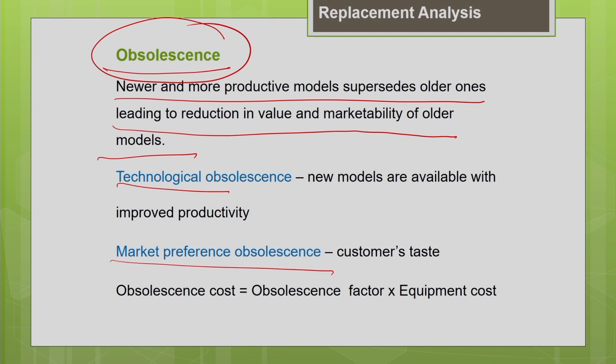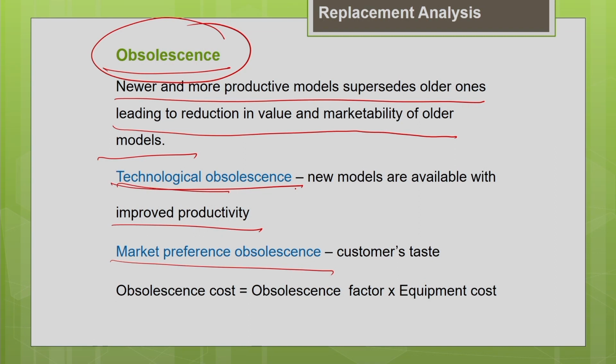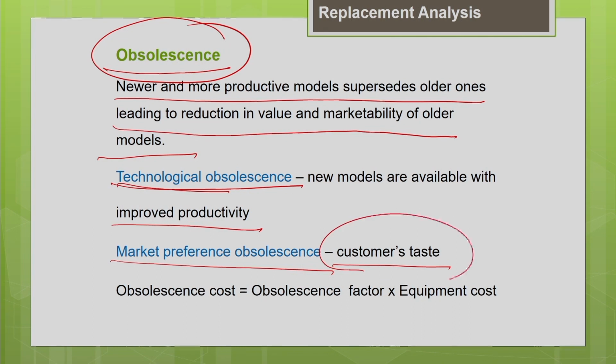Technological, just now I told you, is due to the loss in productivity. There are many competitive models with better productivity in the market, but you are sticking to the old machine with very low productivity. So what is the loss we are facing because of that? That is technological obsolescence. The other one is a little bit difficult to quantify because customer taste changes with time. When they see many advanced features in the new models, their taste changes. Even though your machine may be performing well, the customer taste would have changed. That is market preference obsolescence.